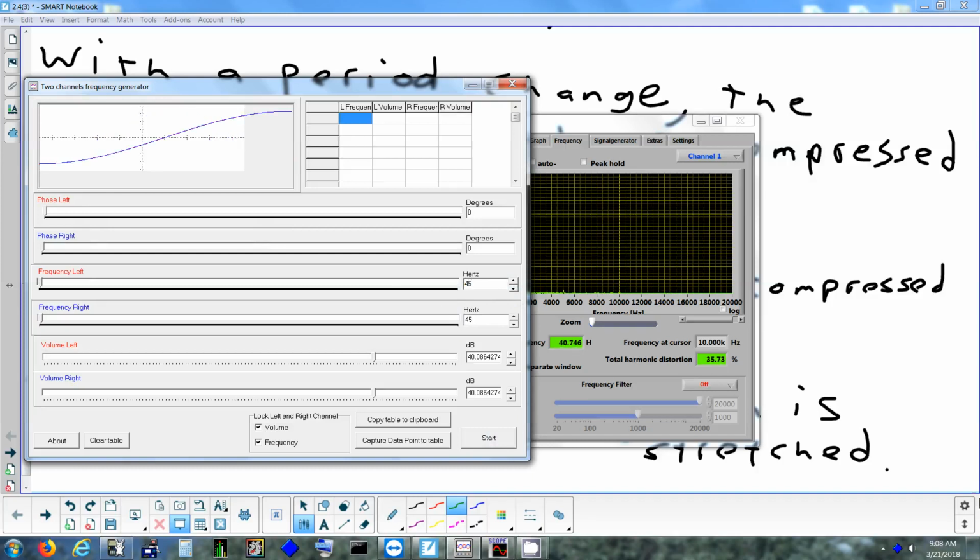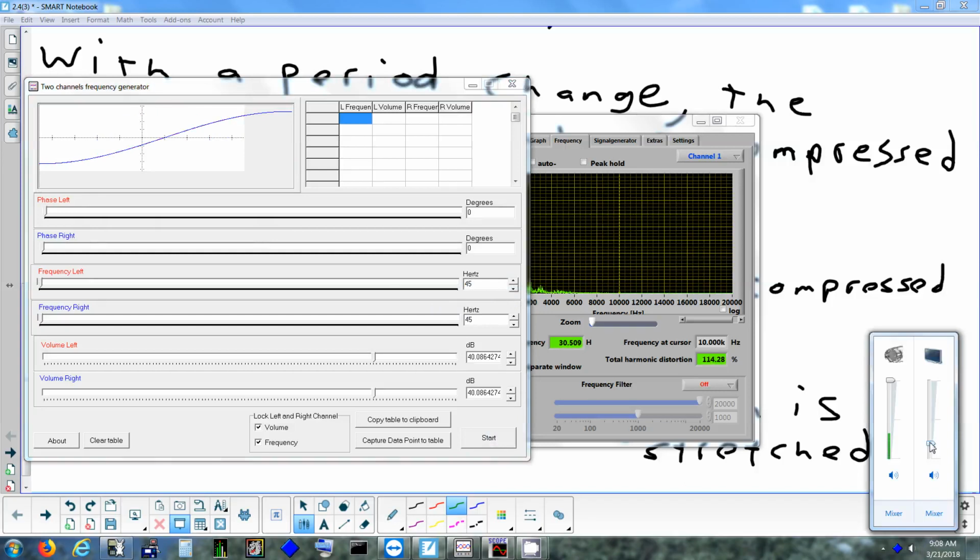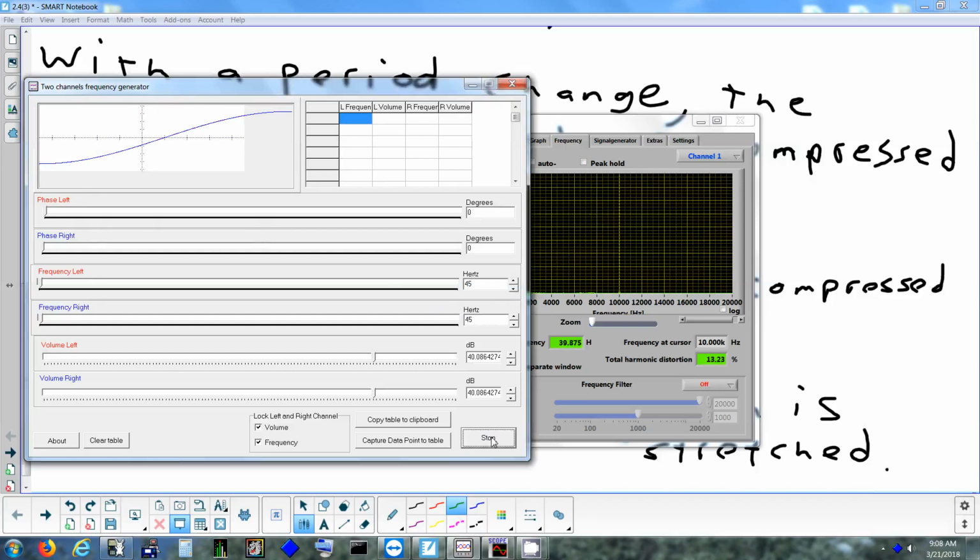set both of them on 45, you can see the wave looks very stretched out. It's so stretched out we can't even see a full cycle of it on the program. About 45 hertz. It sounds about like that.